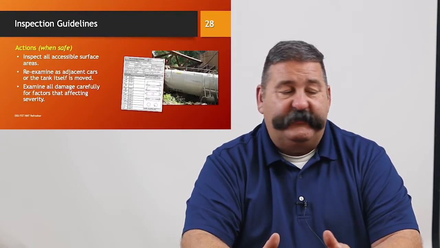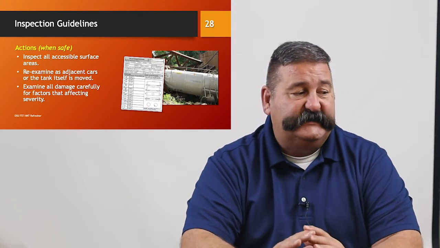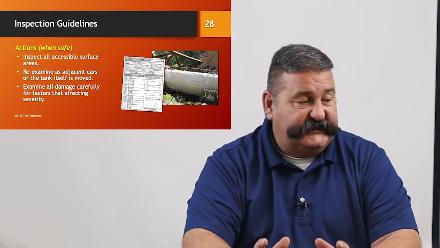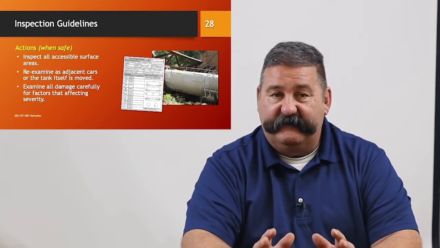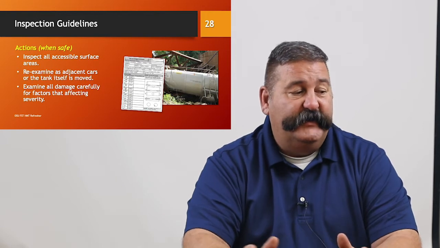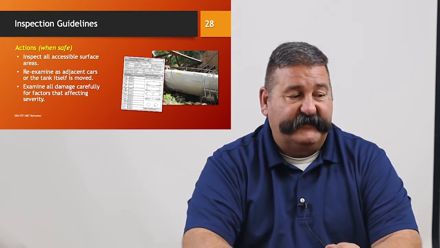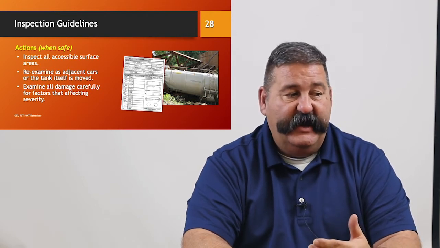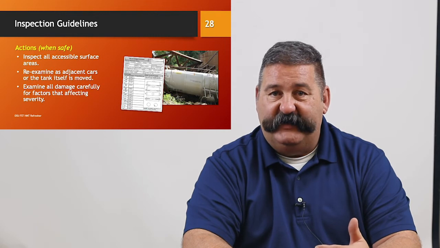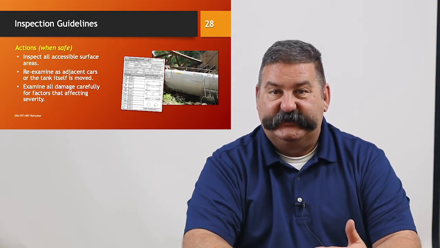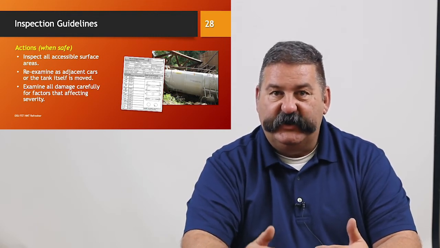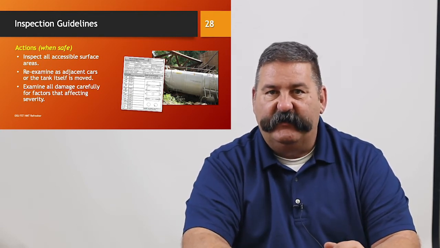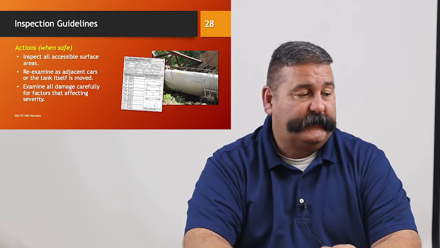So the actions that you can perform when it's safe: inspect all the accessible surface areas when you're looking at that rail car. Re-examine the adjacent cars or the tank itself when it's moved. Examine all the damage carefully for the factors that affect the severity. We want to be able to look at this container and look as much of it as we can. It's usually those parts of the rail car you can't see where the bad damage usually is. Think about this. You're going to see some stuff that's damaged, but what is it laying on top of? That can be where the significant damage is and we might be missing.